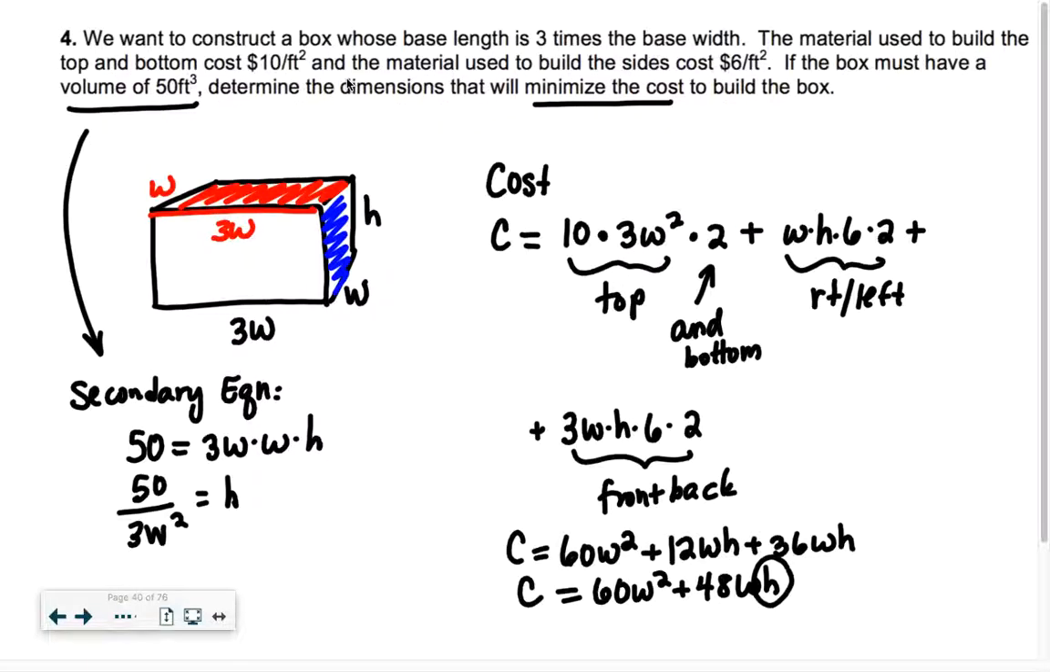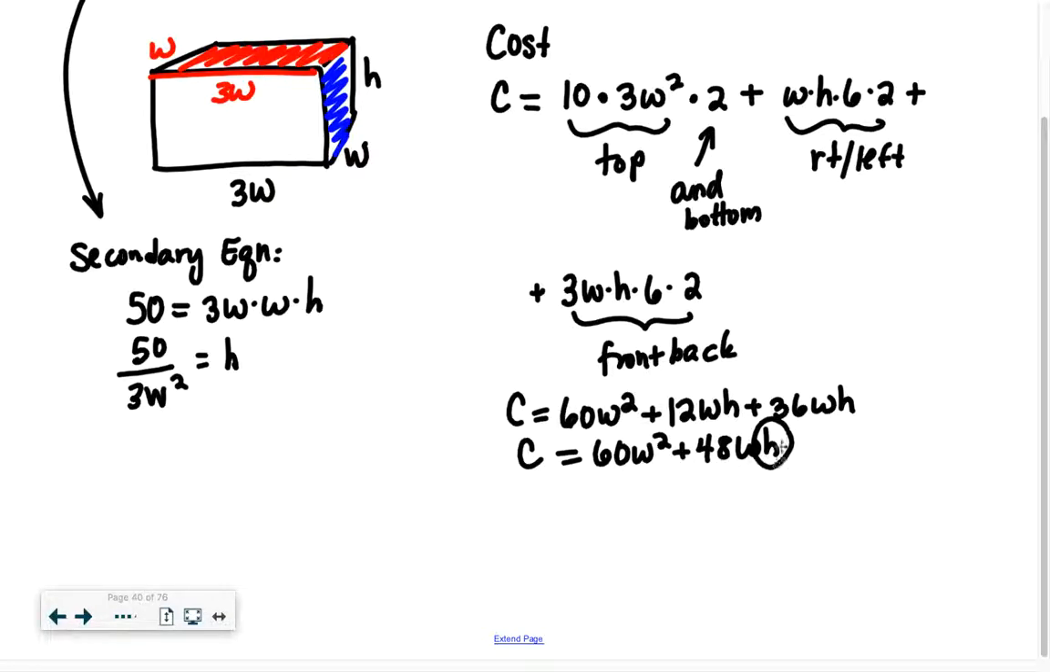We have our cost equation, and then we realized we needed a secondary equation. So that secondary equation we could solve for h in order to plug h into the cost equation. So we got to that point right here where we were getting ready to plug in for h. You guys with me? All right, so we're going to plug in to our cost equation. Instead of having 60w squared plus 48wh, we're going to replace the h with what it's equal to. So it's equal to 50 over 3w squared.